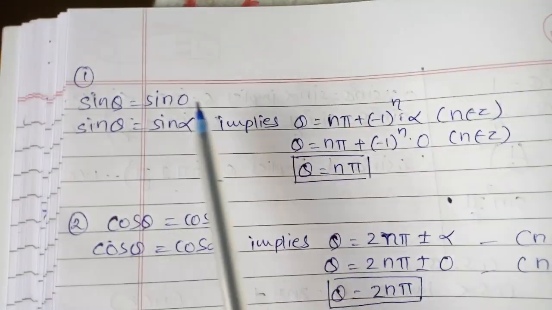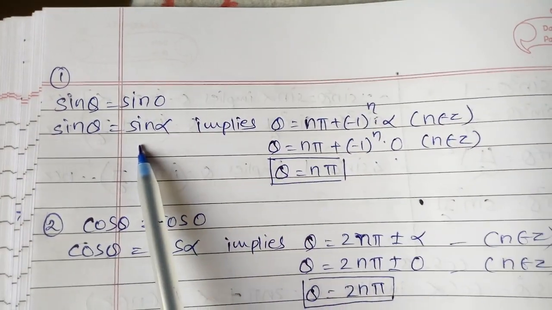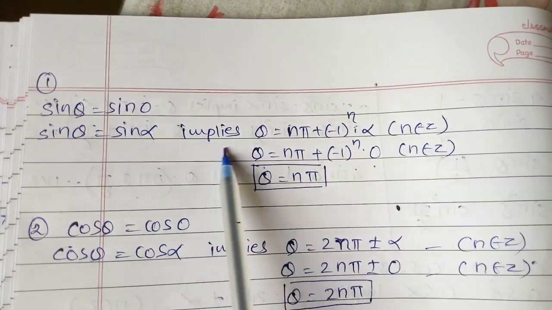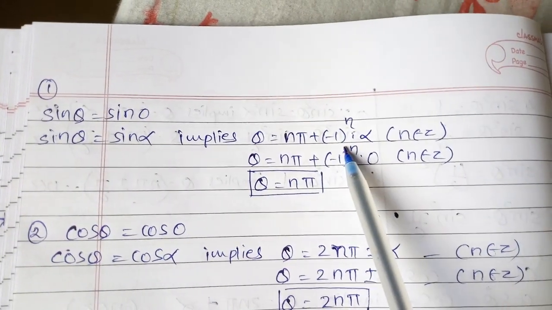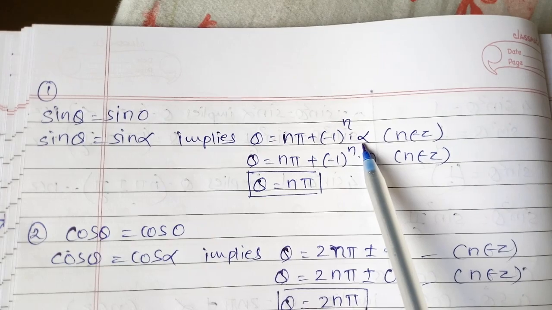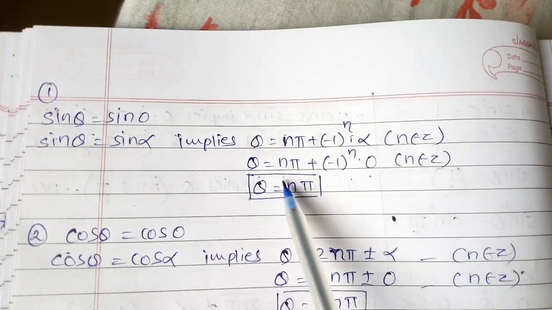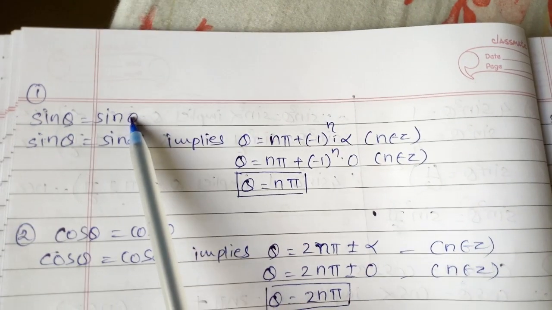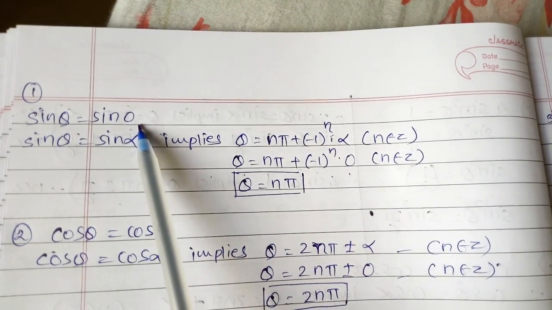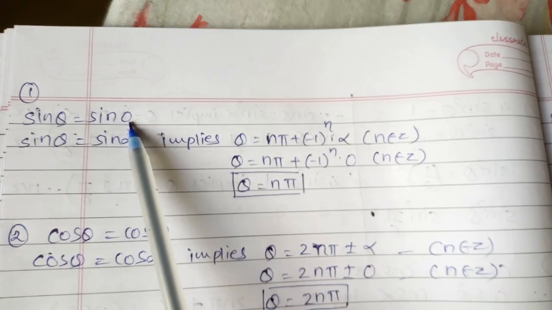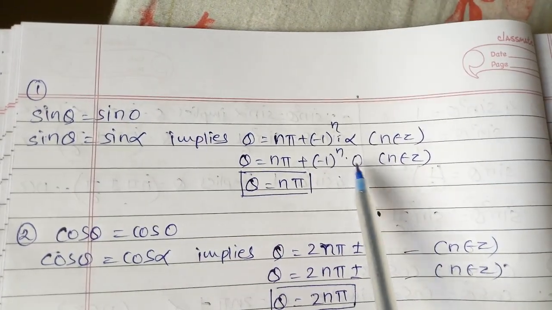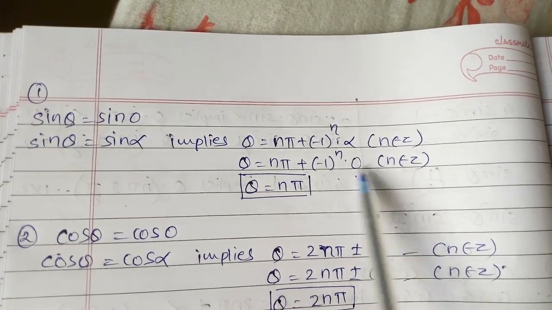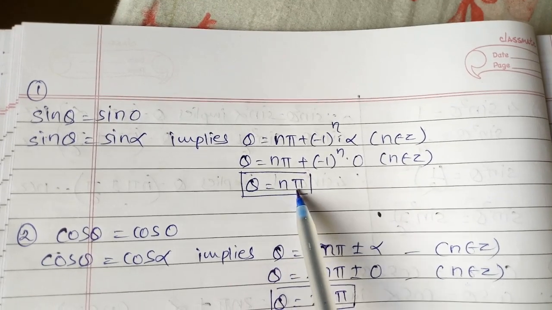So we get here sin theta is equals to sin 0. So sin theta is equals to sin alpha, which implies that theta is equals to n pi plus minus 1 raised to n into alpha where n belongs to z. And here we just have to put the value of alpha as 0. So putting 0, now the product of these two is 0, so the only value of theta is n pi.